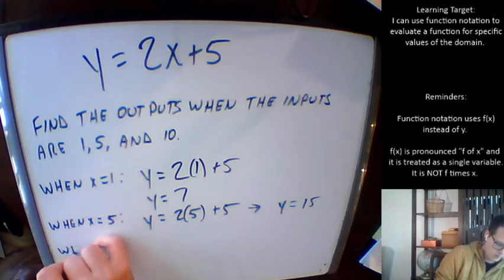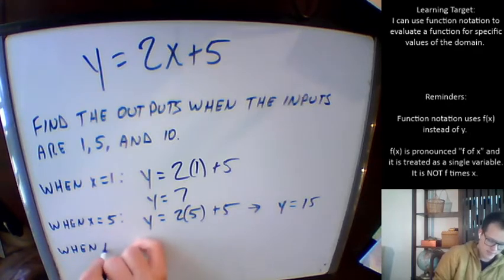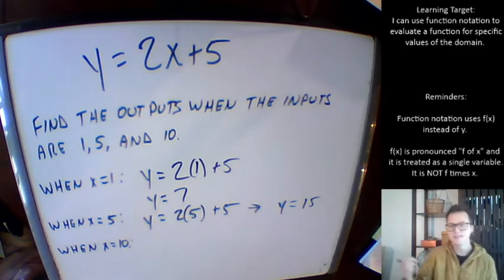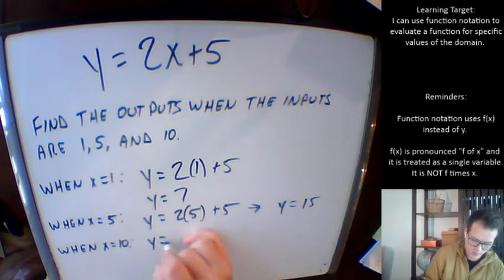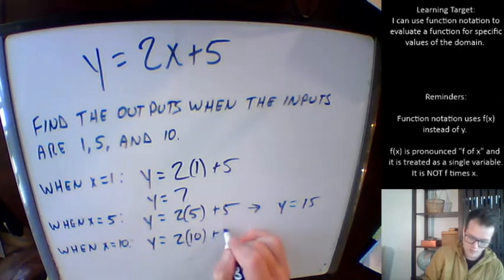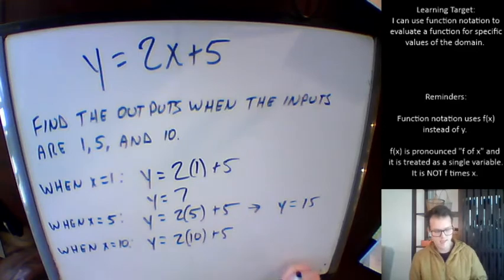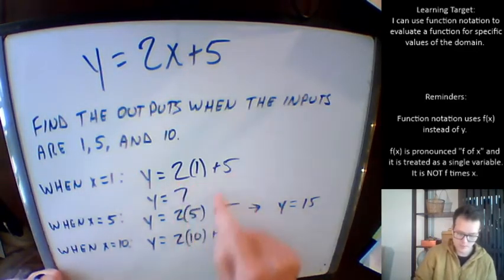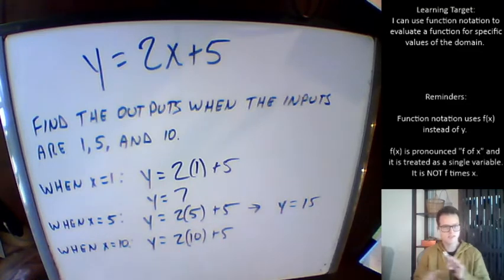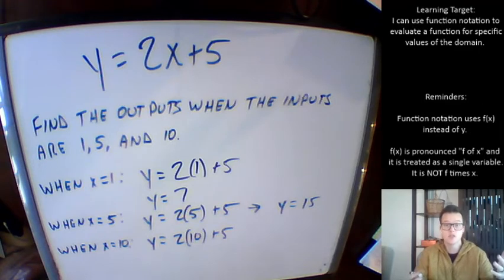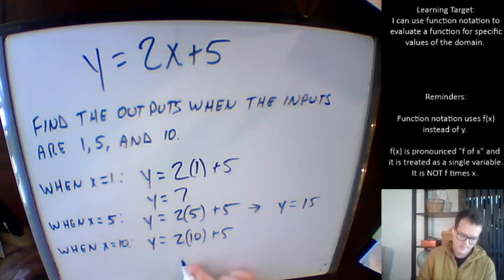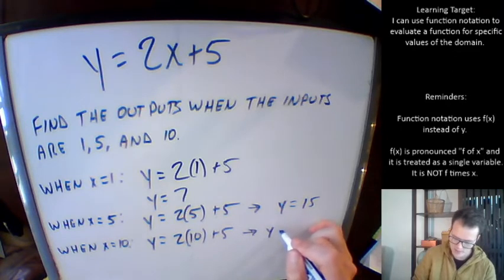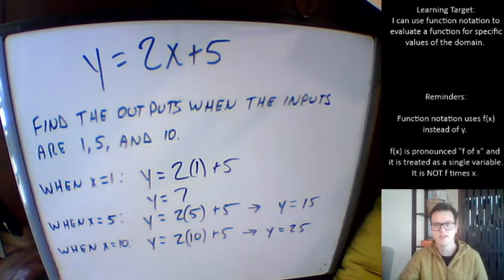Let's do one more. We're going to do it when x equals 10. And it's the same exact process. So y equals 2 times 10 now plus 5. Again, this function, the 2x plus 5, you can see it all the way through here. 2x plus 5, same function over and over, but we're substituting the values that we're asked to substitute in so we can find the correct outputs. 2 times 10 is 20, 20 plus 5 is 25, so y equals 25 in this case.